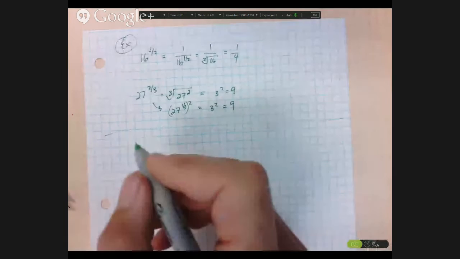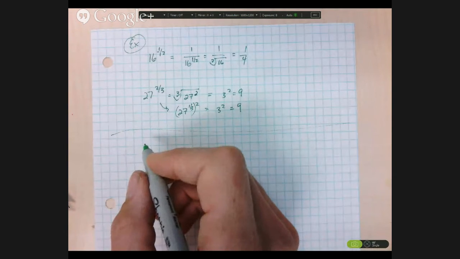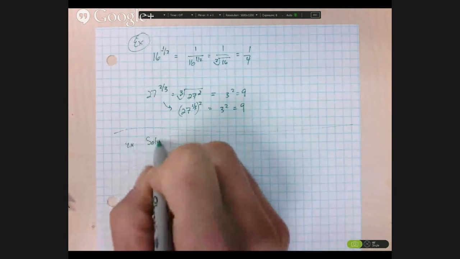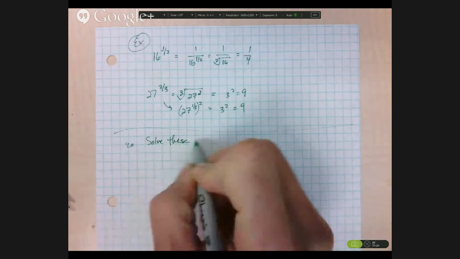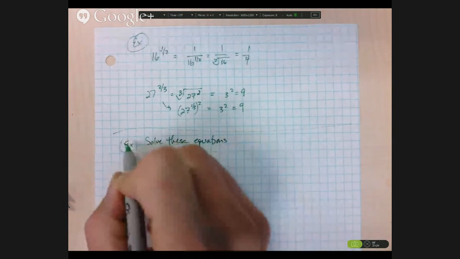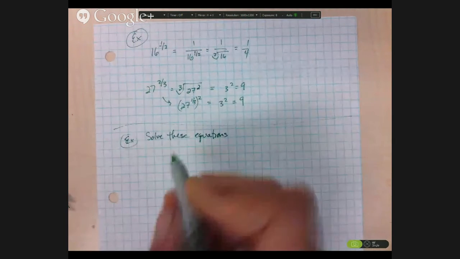Some of the more important situations you'll run into is solving equations. You're going to have to solve a lot of equations this year. I always say calculus is where you learn your algebra.